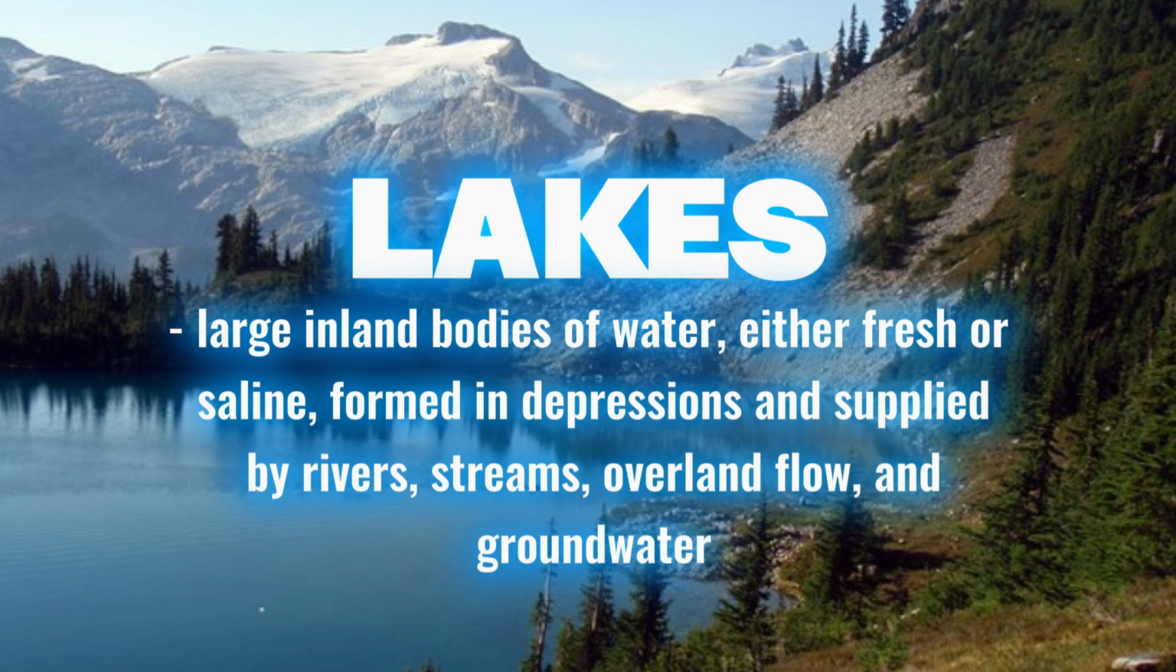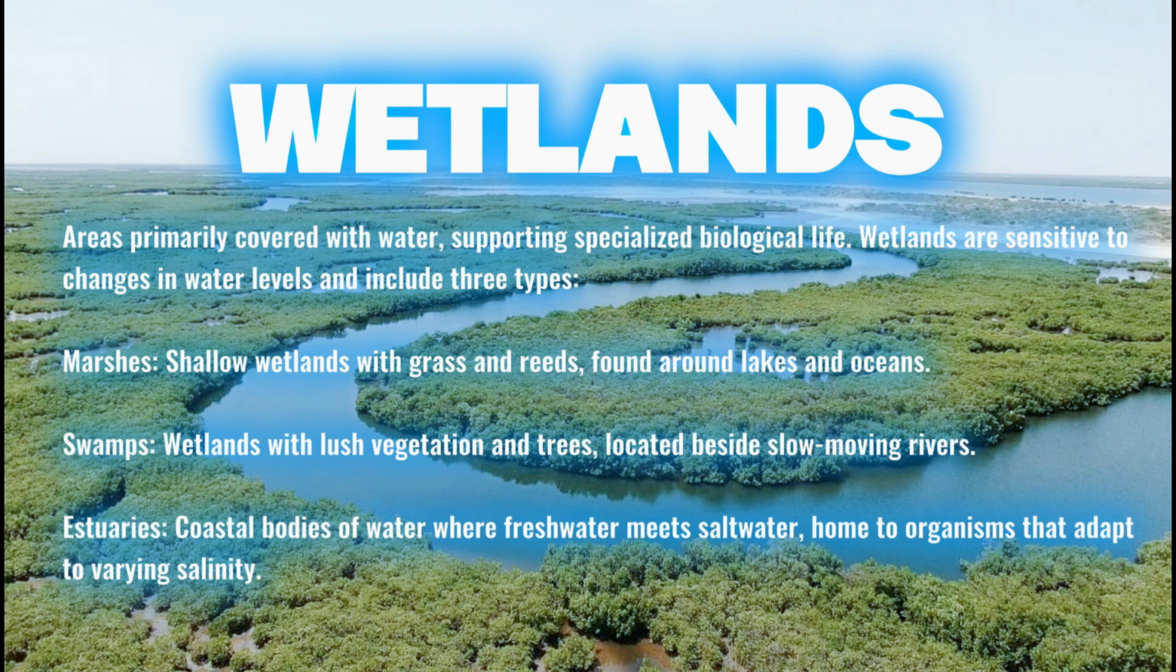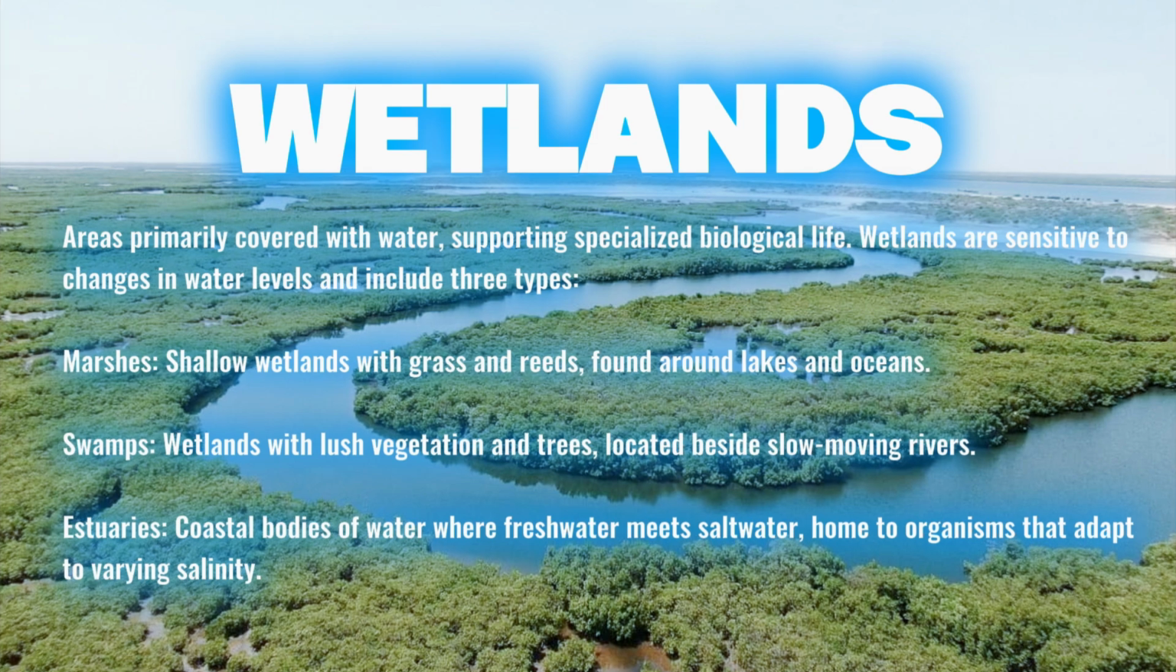flow, and groundwater. Wetlands. Areas primarily covered with water, supporting specialized biological life. Wetlands are sensitive to changes in water levels and include 3 types. Marshes. Shallow wetlands with grass and reeds, found around lakes and oceans. Swamps. Wetlands with lush vegetation and trees located beside slow-moving rivers. Estuaries. Coastal bodies of water where freshwater meets saltwater, home to organisms that adapt to varying salinity.